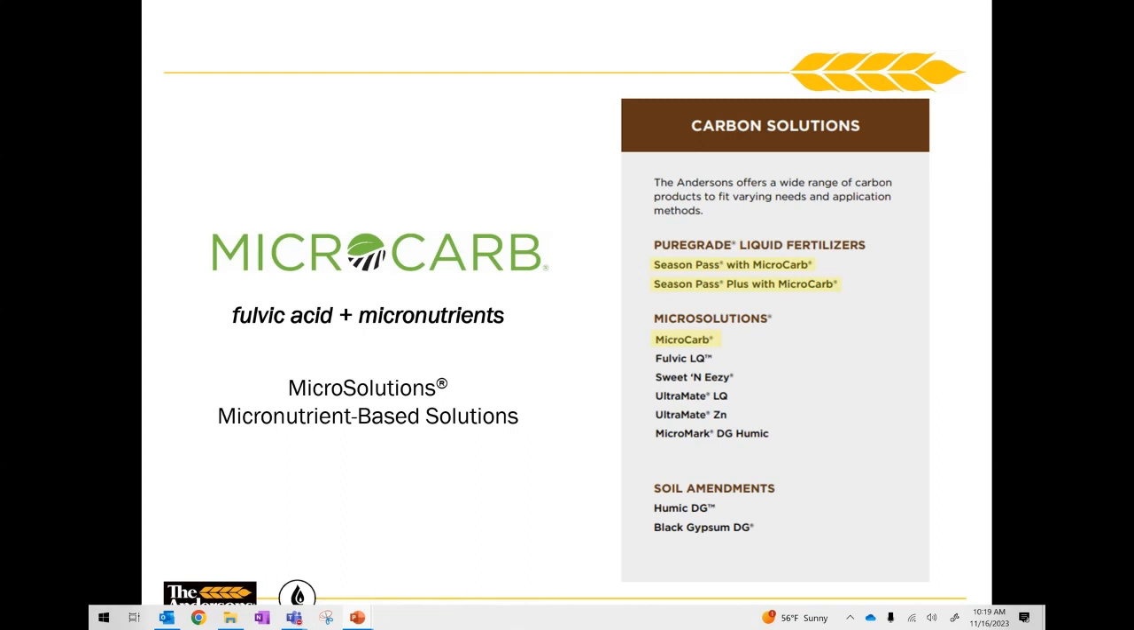So up next, we have our Microcarb product. This is going to be a blend of fulvic acid with a few micronutrients, those micronutrients being zinc, manganese, and boron. You can utilize Microcarb on its own and mix it in with other fertilizer applications, or we also have it pre-blended into our flagship starter product, which is Season Pass. You can get Season Pass or Season Pass Plus, both with that Microcarb added in.